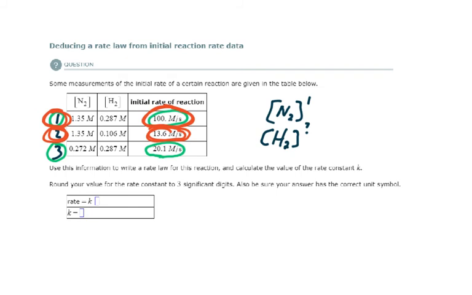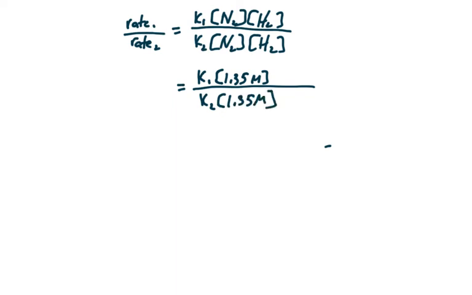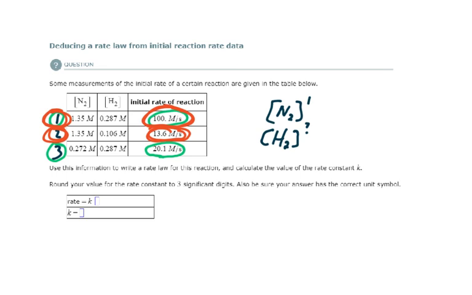Okay? So the concentration of N2 is 1.35 molar. So we don't know K yet. It's 1.35 molar in both trials. Okay, and we also know that this is to the first power, so we can go ahead and plug that in there.